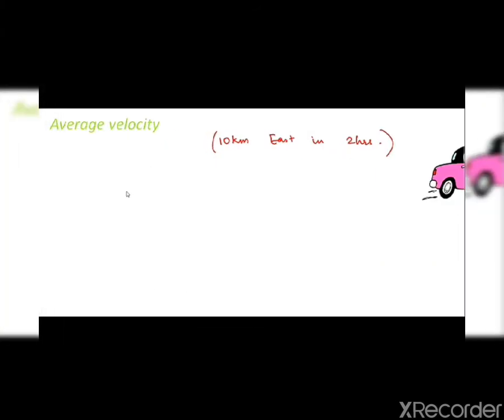Now, on similar lines, we have velocity. The way we defined average speed, similarly we define average velocity. The only difference is that in case of speed, we are talking about the distance covered, and in case of velocity, we talk about the displacement. That is, we also talk about the direction here, okay?